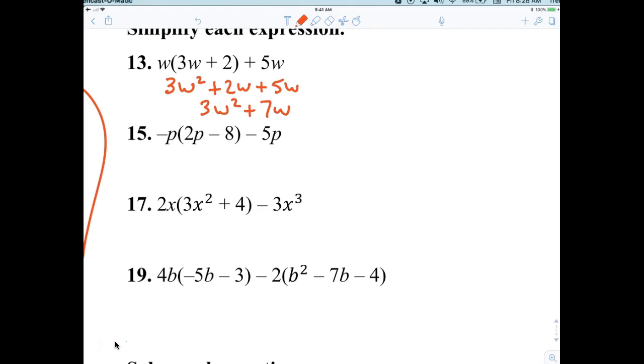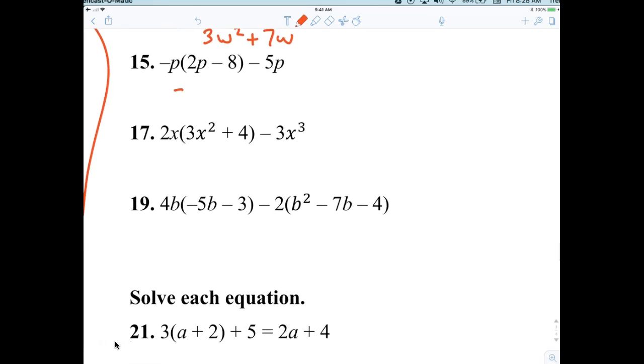All right, so let's take a look at 15. I have negative 2p squared plus 8p minus 5p. Then I have negative 2p squared plus 3p. Any issues? Everybody's good? Double checking your work, making sure you're right. If you got the odds, you probably get evens. No, that's because I did it wrong. I put a minus 8.